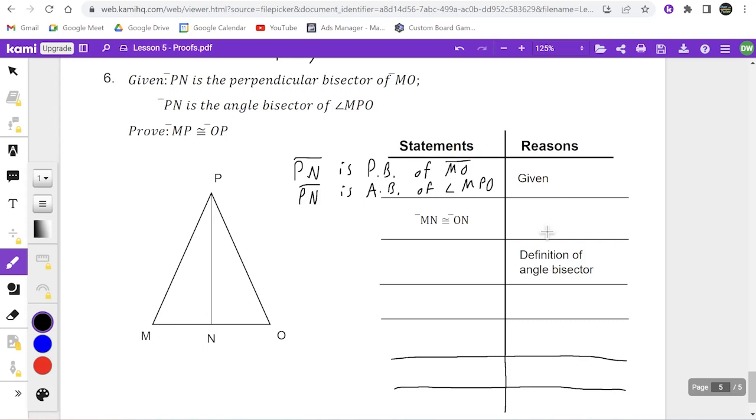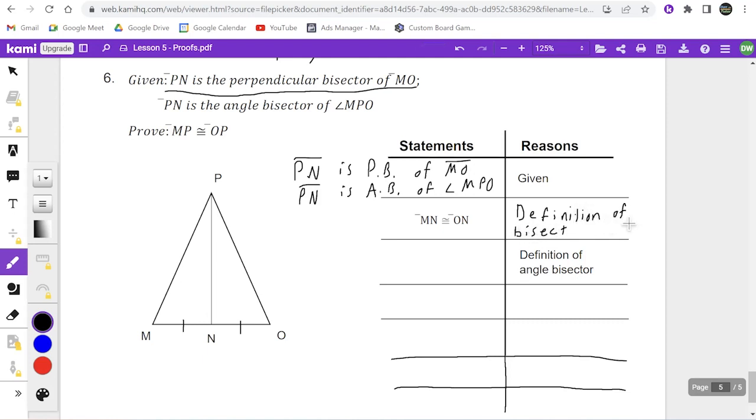So now, we have to use the reasons and the statements in order to answer this. So for instance, MN is congruent to ON. This is congruent to that. Can someone tell me why they're congruent based on the givens? Any ideas? Is it definition of bisect? You are correct, because what are we using? We're using PN as the perpendicular bisector. Remember, perpendicular bisector means 2 things. Number 1, perpendicular, obviously. Number 2, bisector. And definition of bisect is the correct reason.